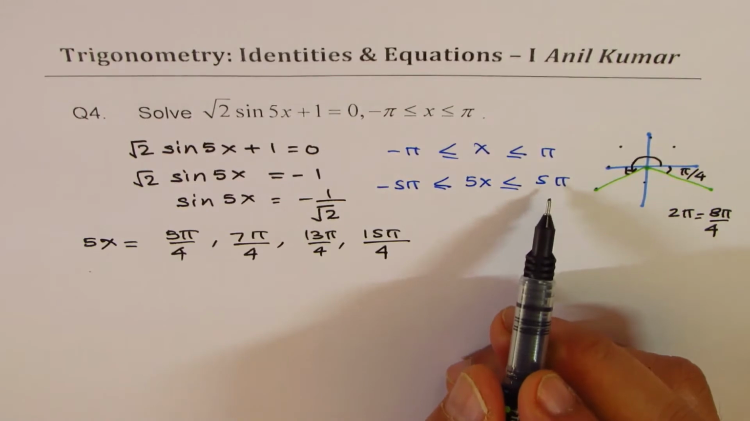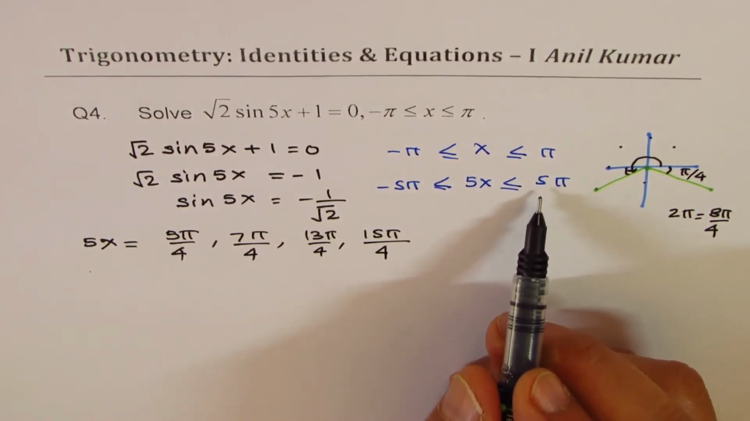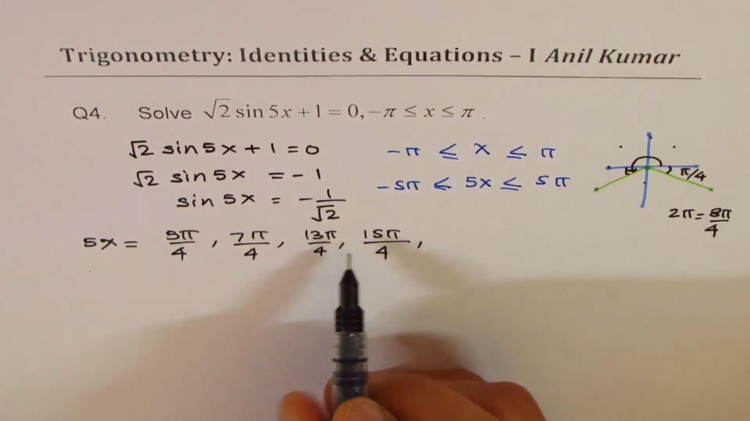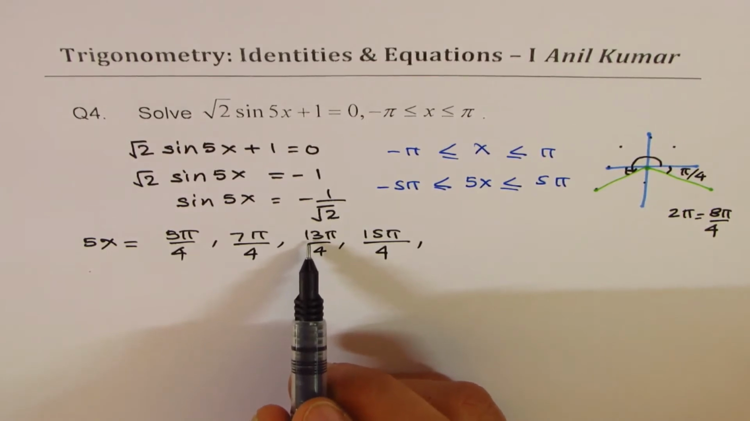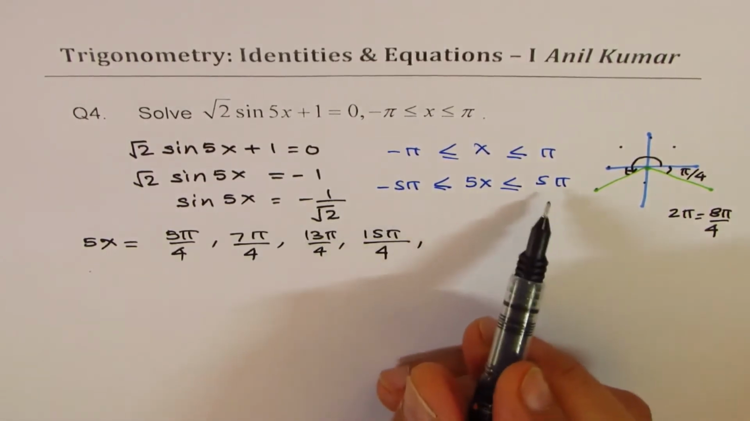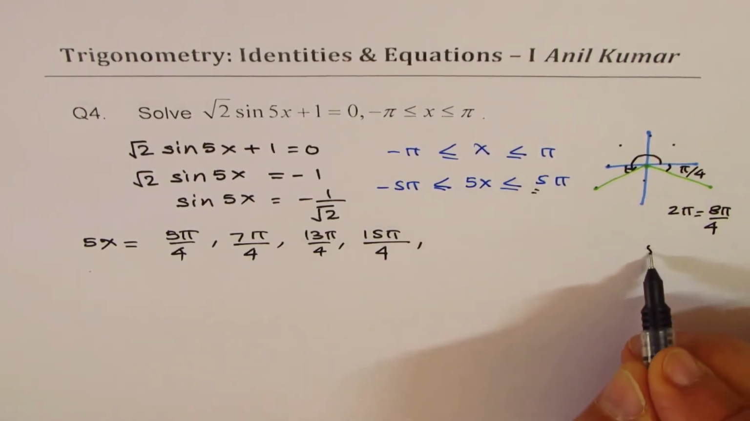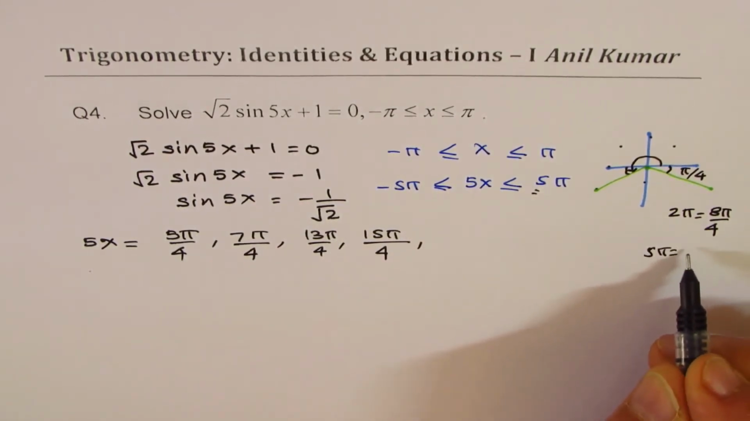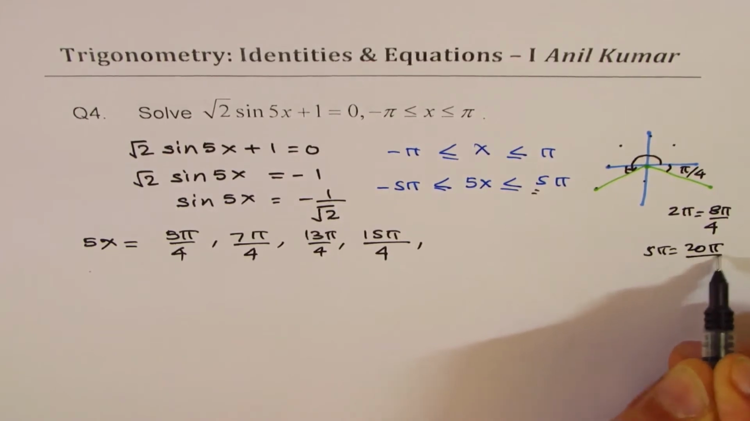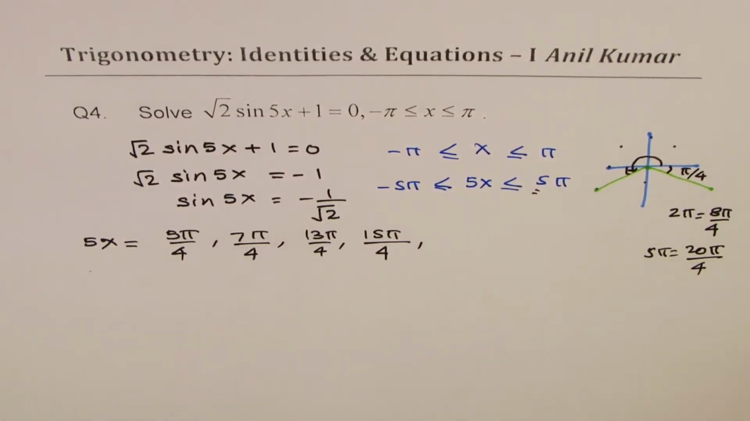Since the limit is 5 pi, we cannot go above 20, right? So again, let's add 8 to this. When you add 8, it becomes 21. So you cannot go, because 5 pi is basically equal to 20 pi by 4. Is it okay? So that becomes the limit. Right?